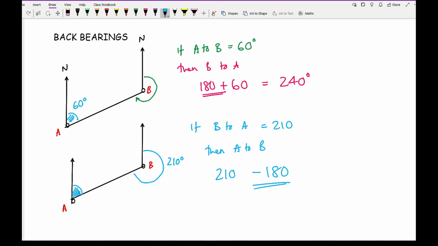So when you're doing back bearings, you're either going to add 180 if your angle is going to be an acute angle, and you are going to be taking away 180 if the information given to you is either an obtuse or reflex angle, and you need to work out the acute angle.